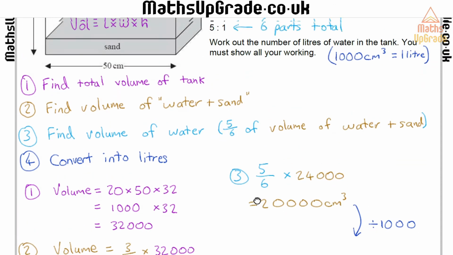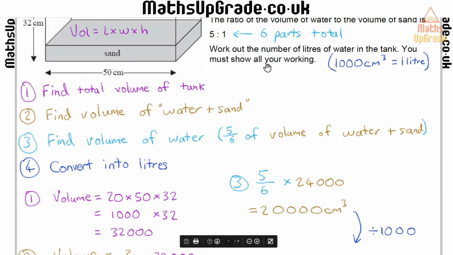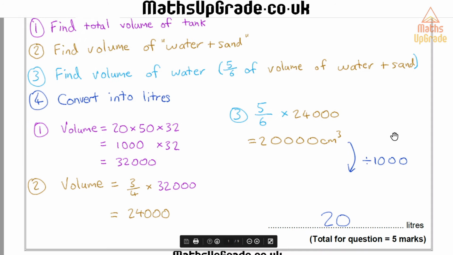That's in centimetres cubed, since I've used centimetres cubed all the way through this question. Now, since I need to work that out in litres, I know that 1,000 centimetres cubed is 1 litre. You need to recall this information because you're not given it in the exam. So if I divide this by 1,000, that will convert it into litres, and that whole question there is 5 marks.